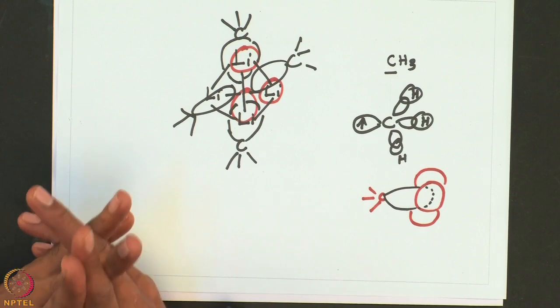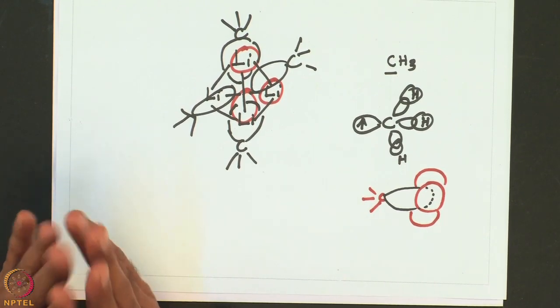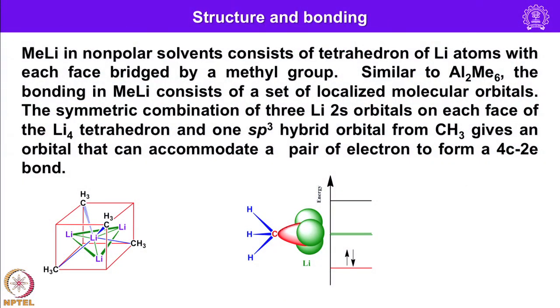Each lithium has 1 electron and each methyl group has 1 electron. So, we have essentially 4 electrons from methyl groups and 4 electrons from lithium that form a covalent bond, and the remaining lithium atoms are not contributing anything. As a result, what we have is 4 centered, 3 lithium and 1 carbon constituting 4 centered, but we have 2 electrons.